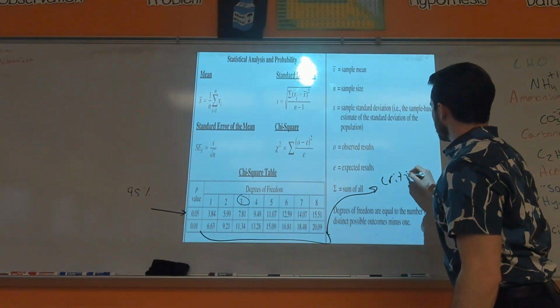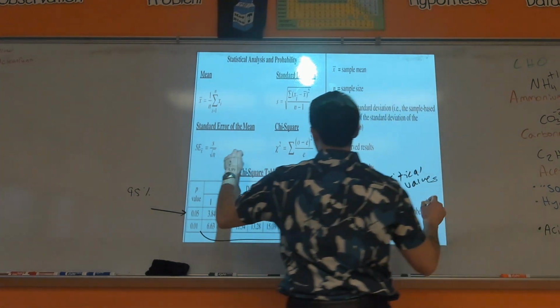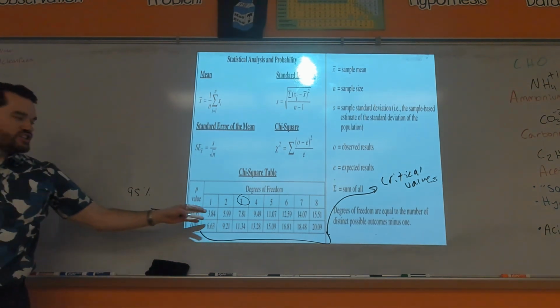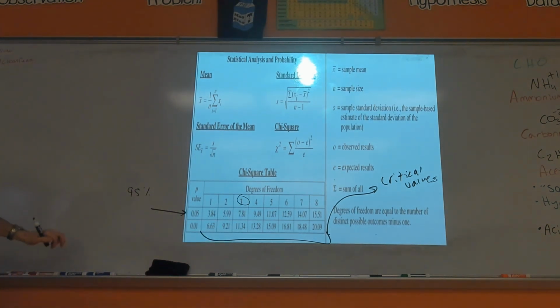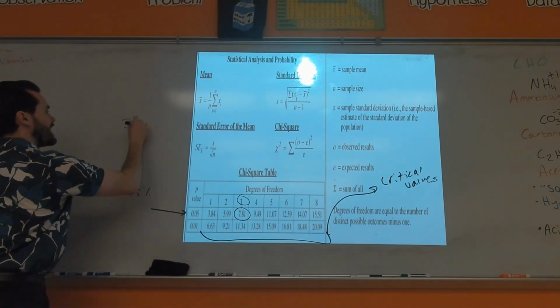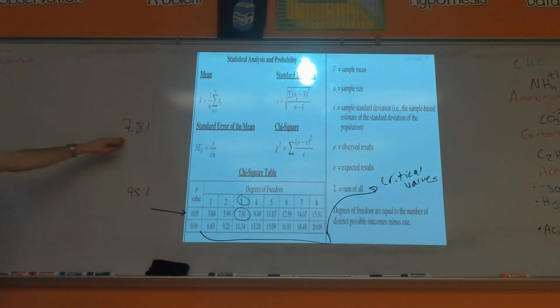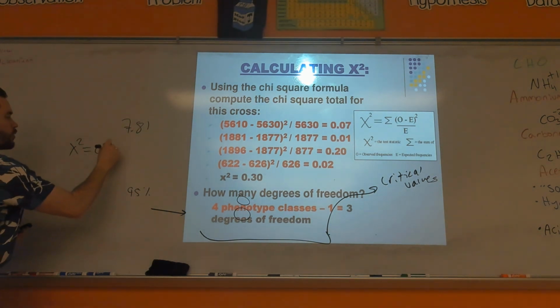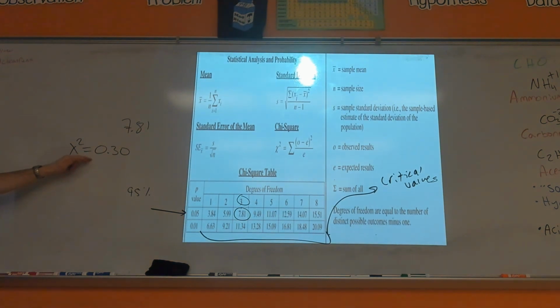So what we need to do is compare our chi-square value, the number we got from using that formula, to one of these critical values. Which one you choose depends on which p-value you use, which for AP Bio is 0.05, and the degrees of freedom. So you find where they intersect, kind of like with the Punnett square. So 7.81 is the critical value that we need to compare our number to. To remind you, we got a chi-square of 0.3. So we have to figure out how to compare this number to this critical value.